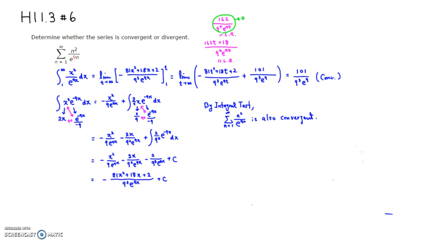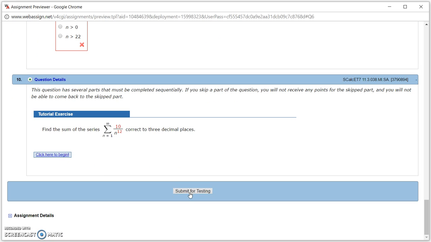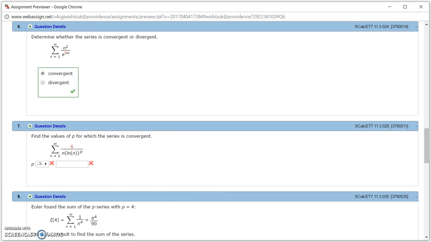All right, so let's type it in. So it's going to be convergent, and submit for testing. All right, looks like we got this one correctly.